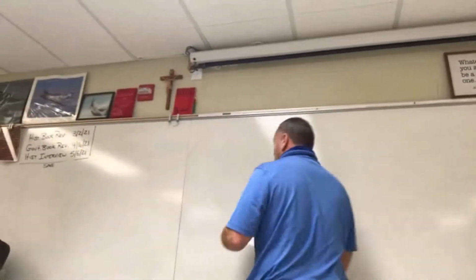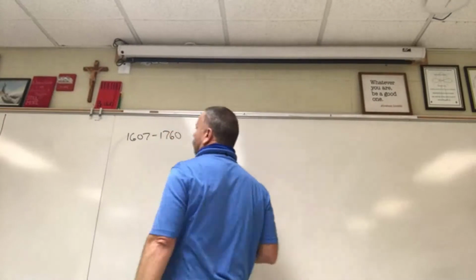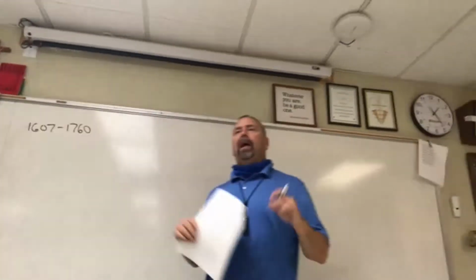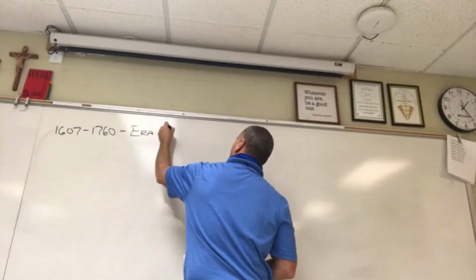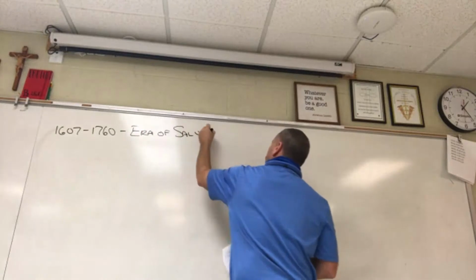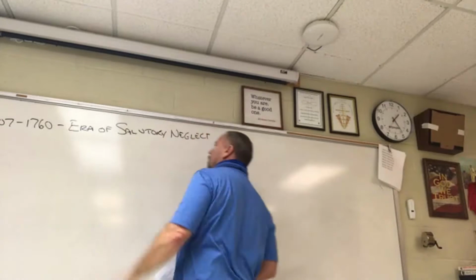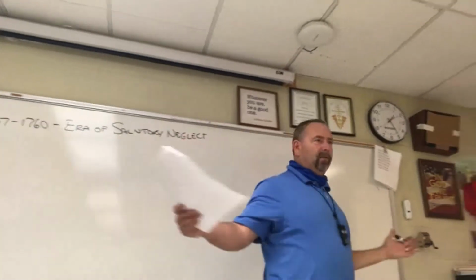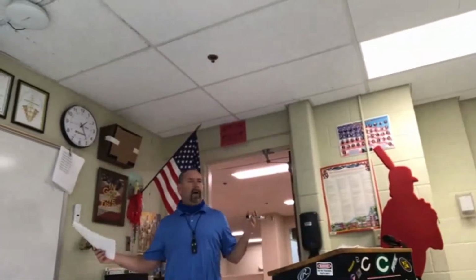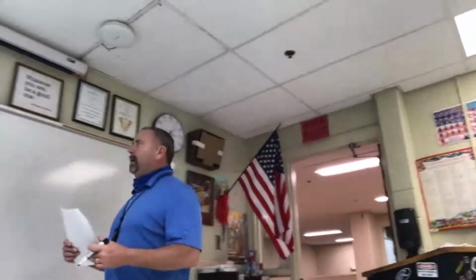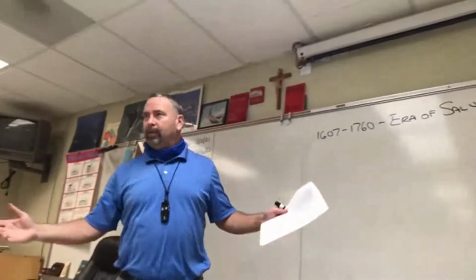So as I was just talking about, guys, from 1607 to roughly 1760, about 150 years, this era is referred to by historians as the era of salutary neglect. Because of the division of the Atlantic Ocean, or the pond, the king cannot micromanage the colonies. And so basically they are left alone to conduct business. Okay?